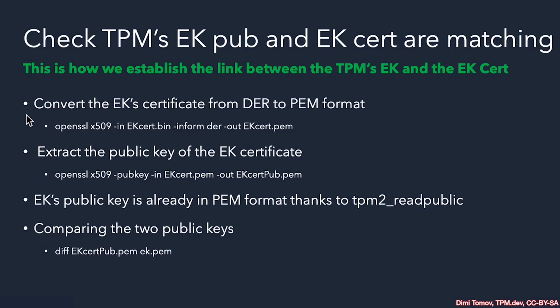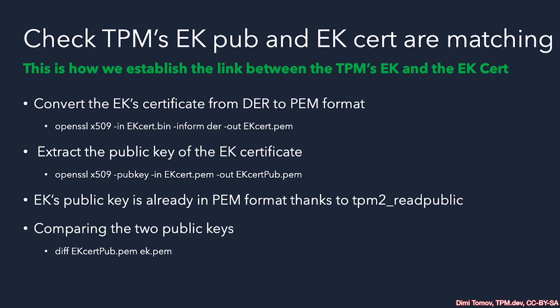Because the EK certificate comes in DER format, we're converting it to a PEM format. And from the PEM format of the EK certificate, we're extracting just the public key that we're interested in. From there, we already took the EK public key from the TPM using the tpm2_readpublic tool. And now we can just compare the two public keys using diff or any other tool.